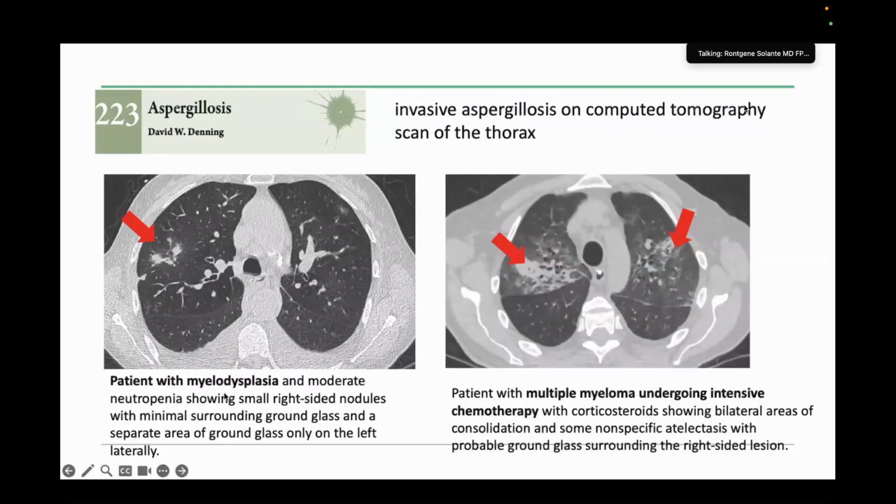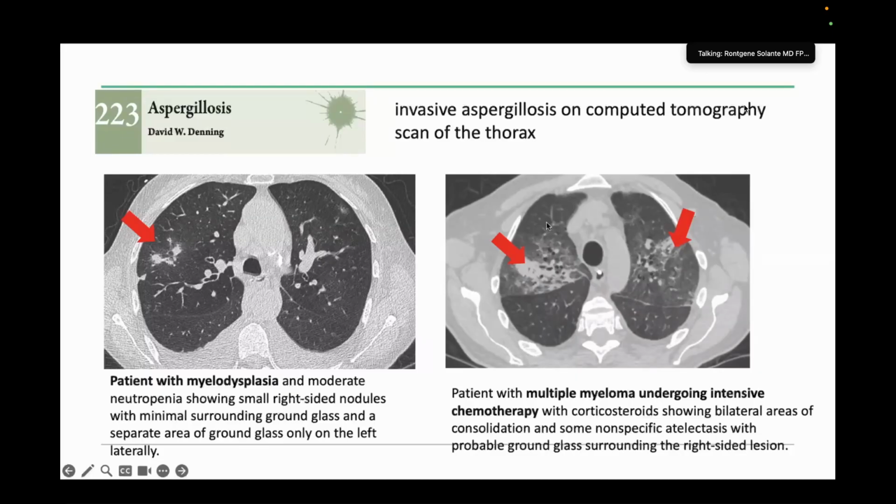Okay, so the first patient is a patient with myelodysplastic disease with moderate neutropenia, and you will see here the characteristic right-sided nodules with minimal ground glass. Okay, ground glass is an inflammatory description, no? Inflammation. Okay. Then you also have here a patient with multiple myeloma undergoing intensive chemotherapy using corticosteroid, showing bilateral areas of consolidation, this one. Okay.